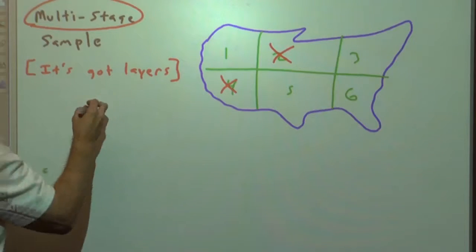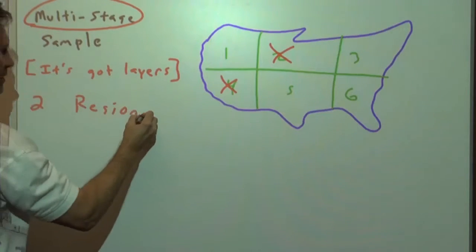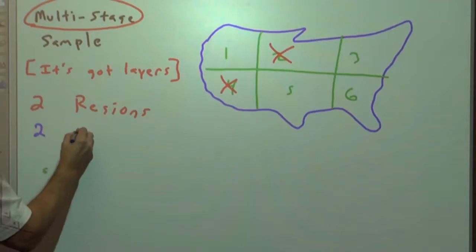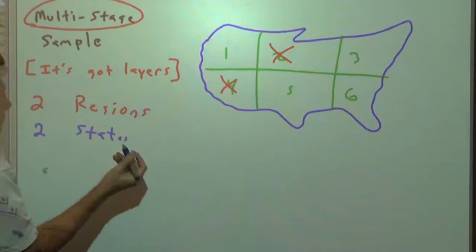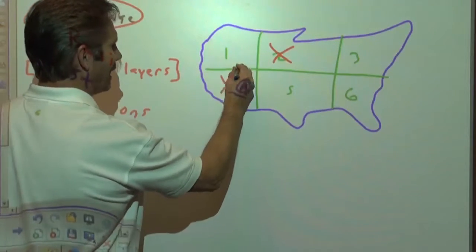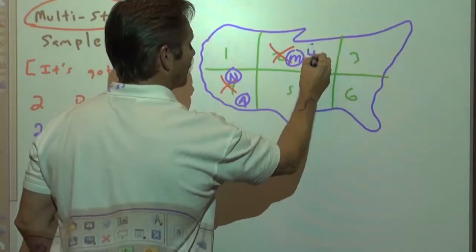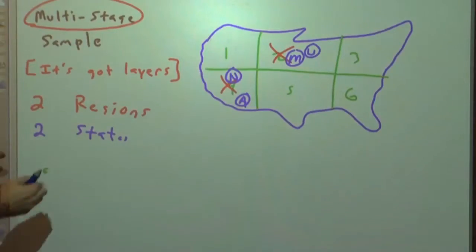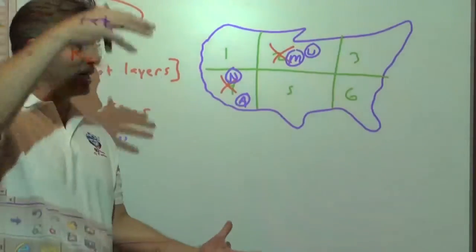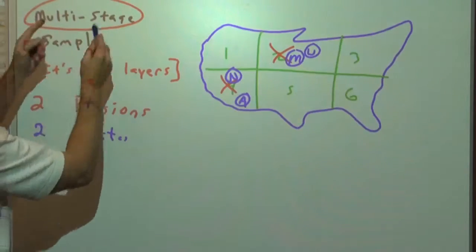But after we select 2 regions, the next layer is to go in there and select 2 states at random from within each region. So maybe we get Arizona and Nevada from this region. Maybe up here we get Minnesota and Wisconsin or something like that. So we're down now to where we only are going to travel to 4 states out of all 50. We're layering it down. We're whittling it down. We're taking a multi-stage approach.